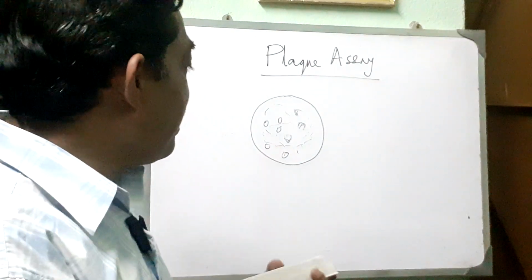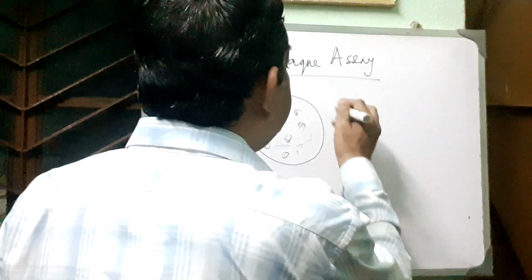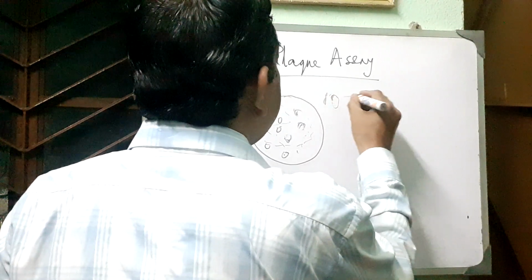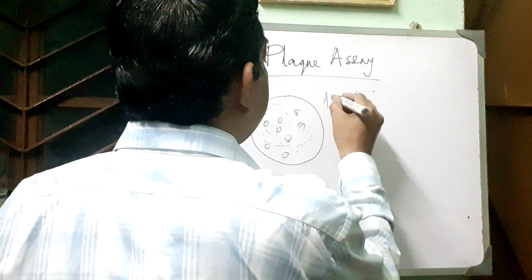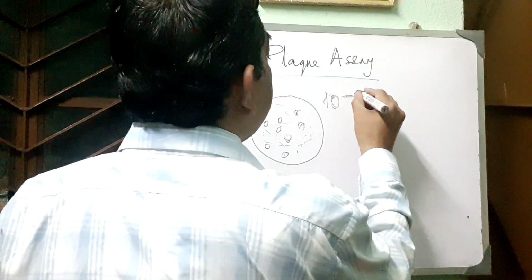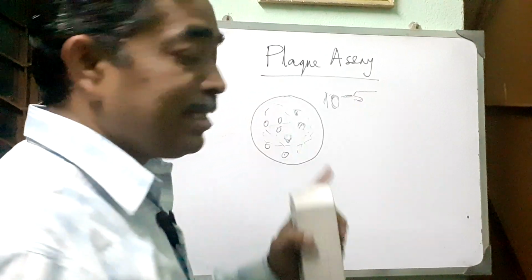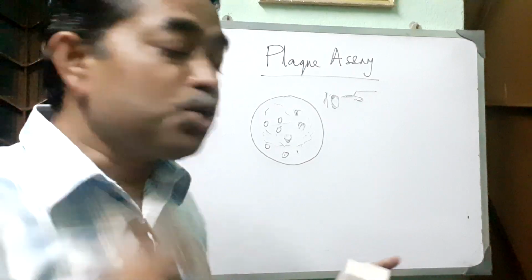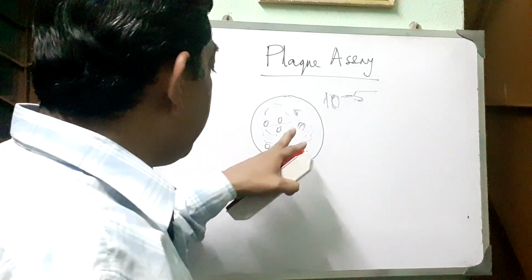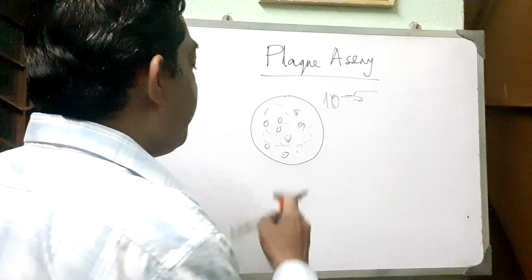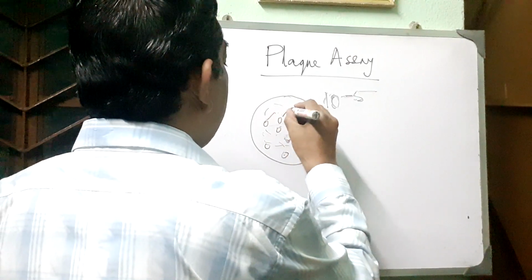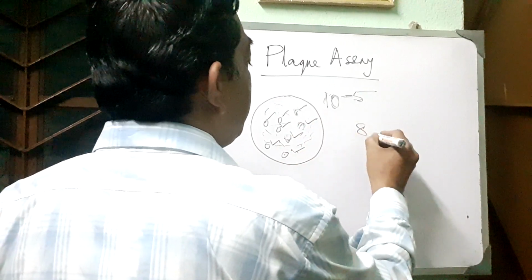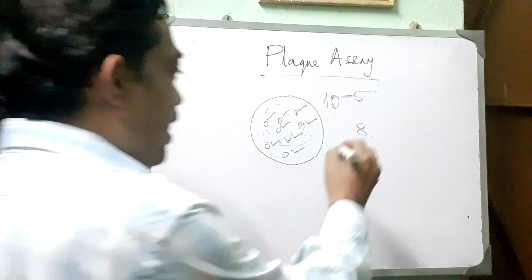Now you can say that this is the 10 to the power minus 5 plate, where the bacteriophage dilution 10 to the power minus 5 is taken in the soft agar. Now what happened? You count them: 1, 2, 3, 4, 5, 6, 7, 8. Eight plaques will be there.